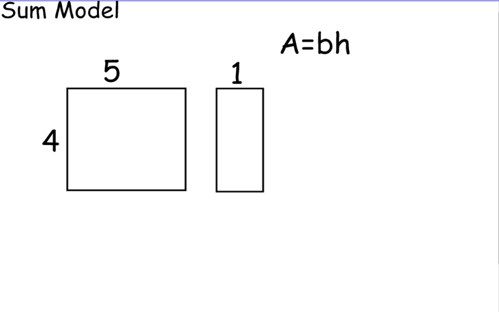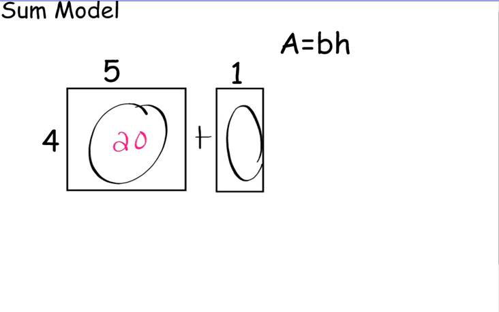Now let's talk about my sum model. My sum model says I'm going to take the area here and I'm going to add it to the area here. Okay, so the area of 4 times 5 is 20. The area of 4 times 1 is 4. So my sum model says I can add the two areas together. So this becomes 20 plus 4. That's what the sum model says. I can add the two areas.